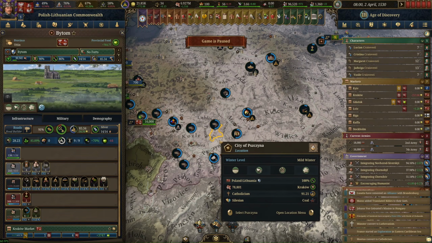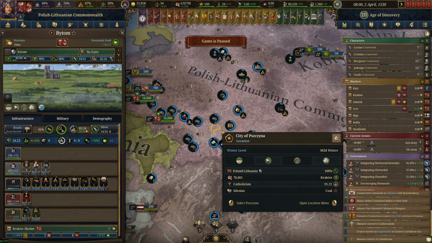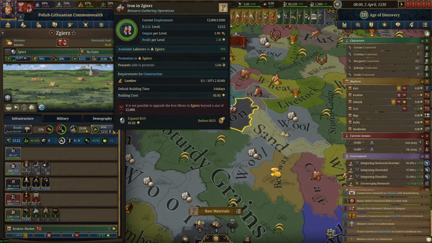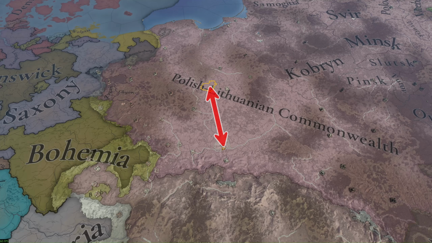So yes, now you know what determines that a given location belongs to a given market and what else is tied to it. However, another question immediately arises. How does a raw material like iron extracted in Zgierz reach my tool-producing workshops in Krakow? Because it's quite a long journey.